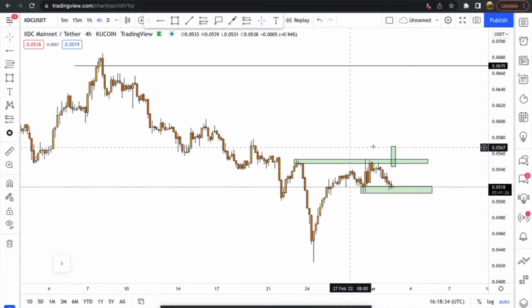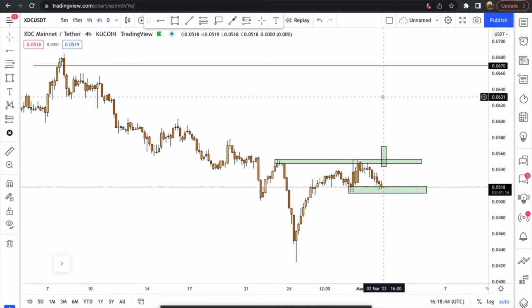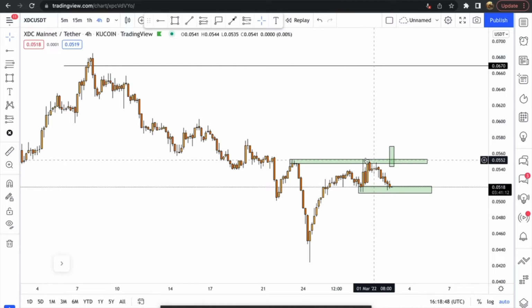So my long opportunity will only come if we can get back up into these levels, and then you can start entering on the continuation back up to these levels. Alternatively, if we continue to hold this, because this is still a downtrend, until you break that, you're still in a downtrend.